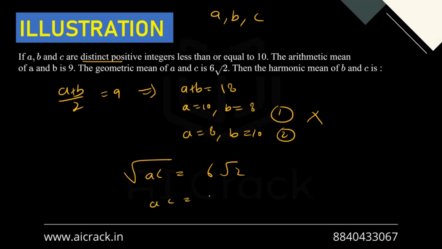Now if we take the second case, a equals 8, we get ac equals 72. That means 8 times c equals 72, which gives us c as 9. So we have an integral value of c, and that's an acceptable case.